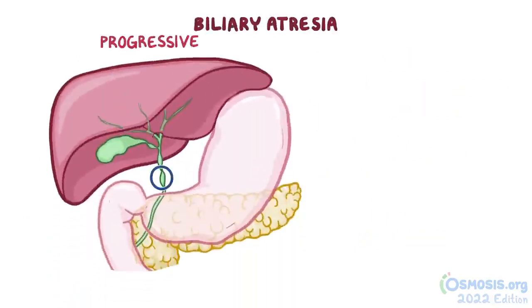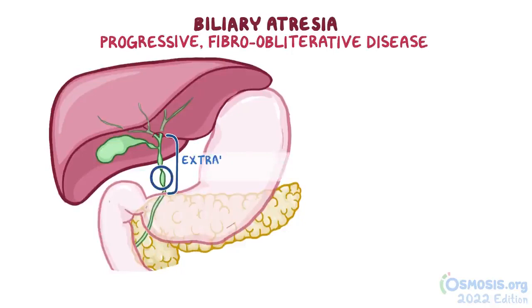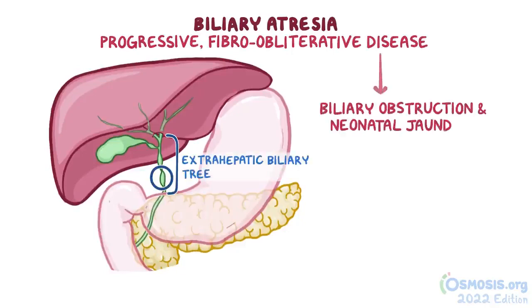Okay, so fifth is biliary atresia. It's a progressive fibro-obliterative disease of the extrahepatic biliary tree that leads to biliary obstruction and neonatal jaundice.